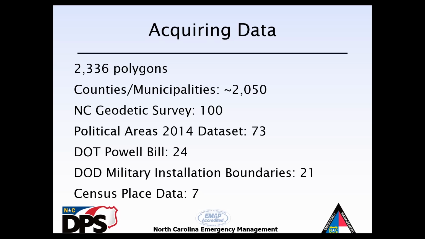So more than 2,000 of those individual polygons came directly from the counties and municipalities. Exactly 100 came from the North Carolina Geodetic Survey because they have, of course, defined the county boundaries. So that represents 100 counties. And then a small portion of the data set came from other sources, such as the 2014 data set, the PAL bill data, the census, etc.